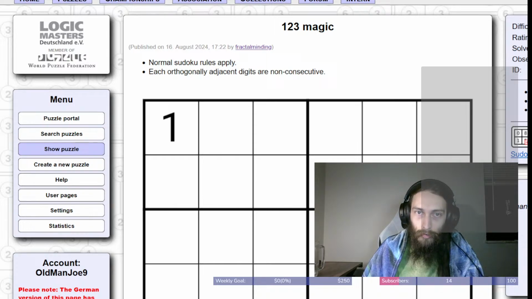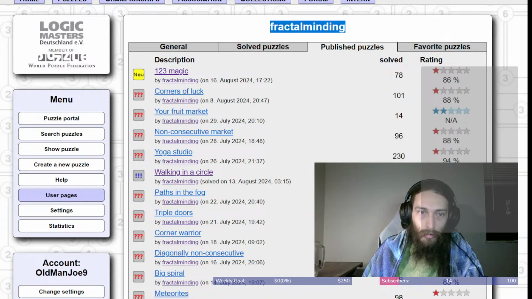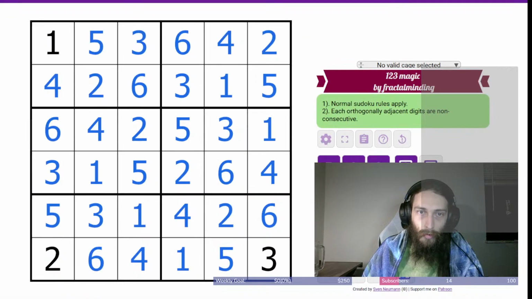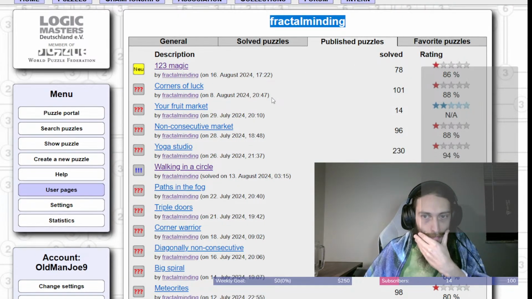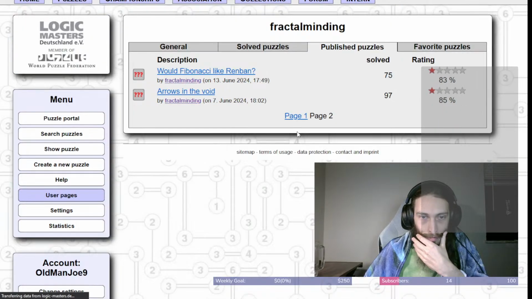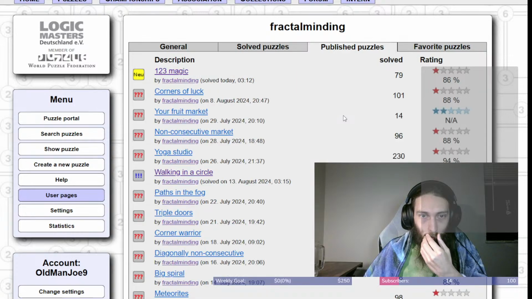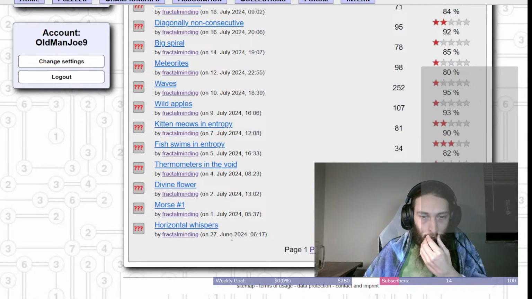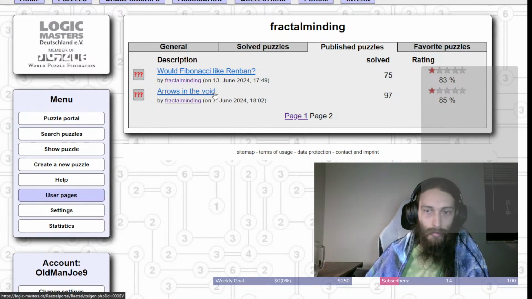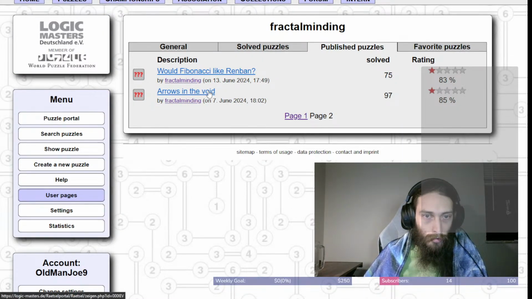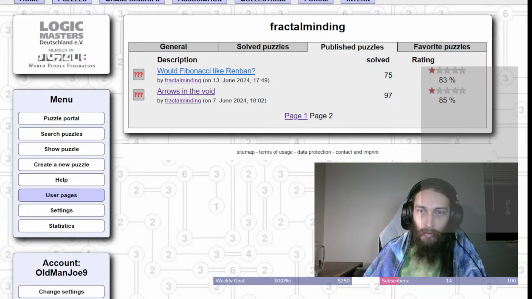I guess in that case, let us go ahead and do another puzzle by Fractal Minding. These are ordered by... are they ordered by date? Yeah, because page 2 should be a long time ago. So let's do their first puzzle, and then we'll do the second. So, Arrows in the Void first.